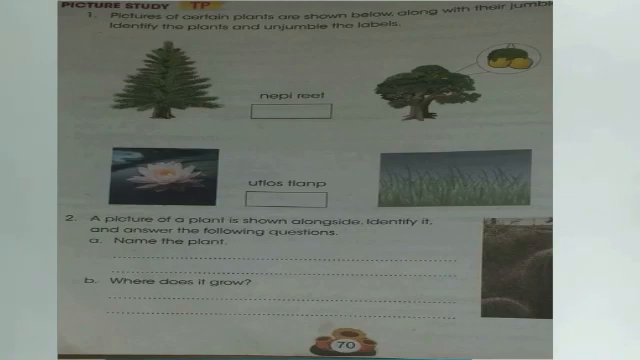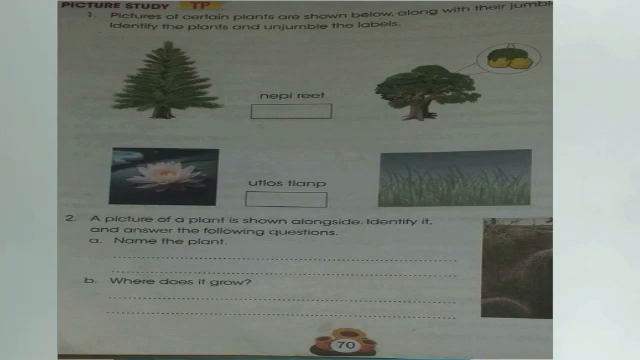Pictures of certain plants are shown below along with their jumbled up names. Identify the plants and unjumble the labels. Here the first picture is pine tree. So write down pine tree. And the second one, mango tree. Then the third one, lotus plant, and the last one, tape grass. Okay, so these are the 4 plants.